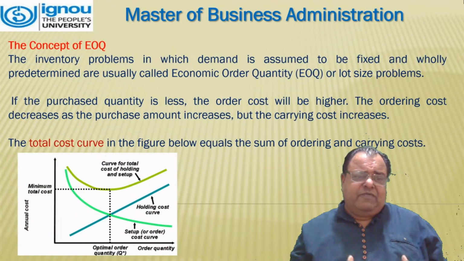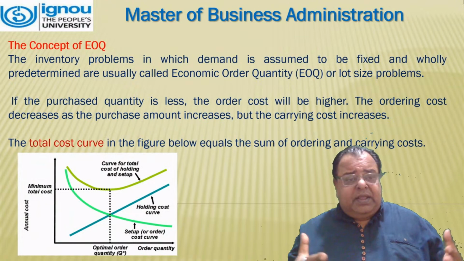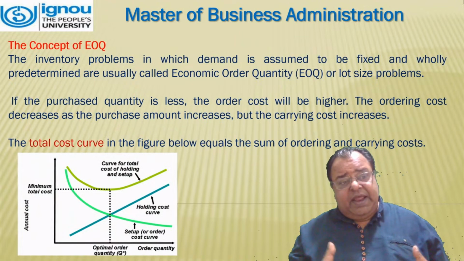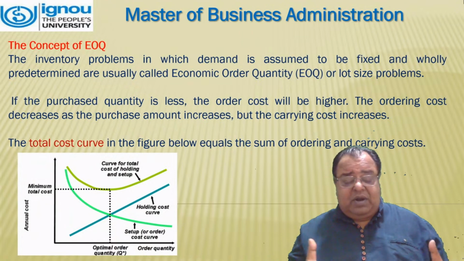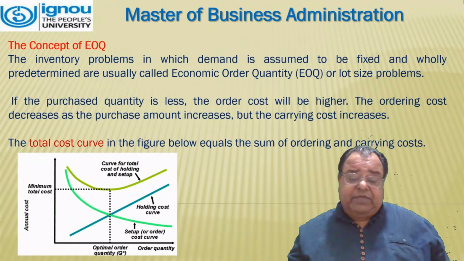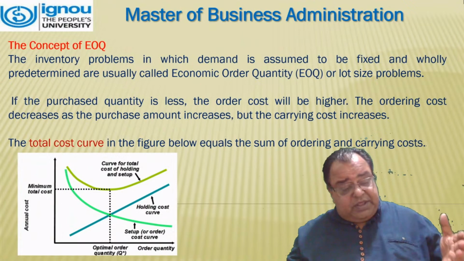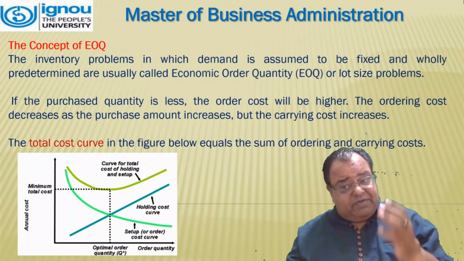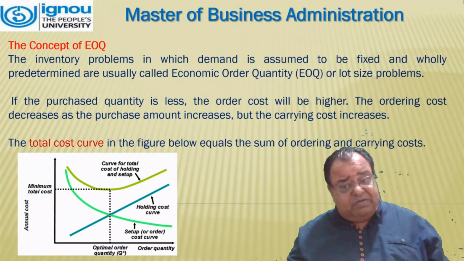What is the concept of EOQ? EOQ stands for economic order quantity. The inventory problems in which demand is assumed to be fixed and wholly predetermined are usually called economic order quantity or lot size problems. If the purchase quantity is less, the order cost will be higher. The ordering cost decreases as the purchase amount increases, but the carrying cost will increase. The total cost curve is shown in the figure. It is equal to the sum of the ordering cost and the carrying cost.